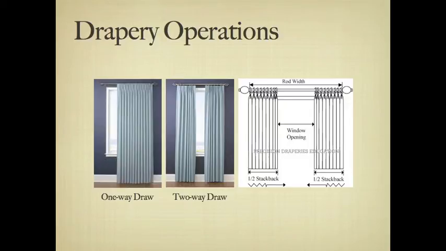A drapery panel with one-way draw operation is one that opens entirely to one side. A two-way draw means the panels meet in the center and open to either side.